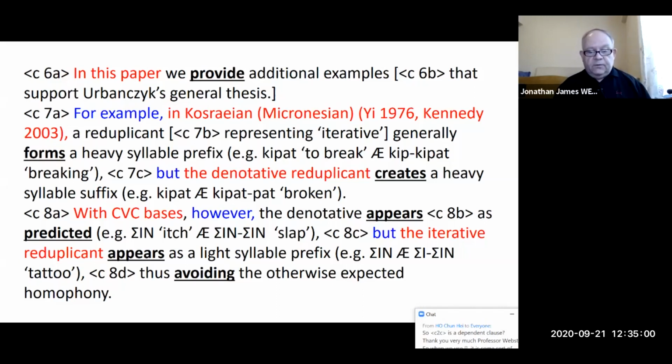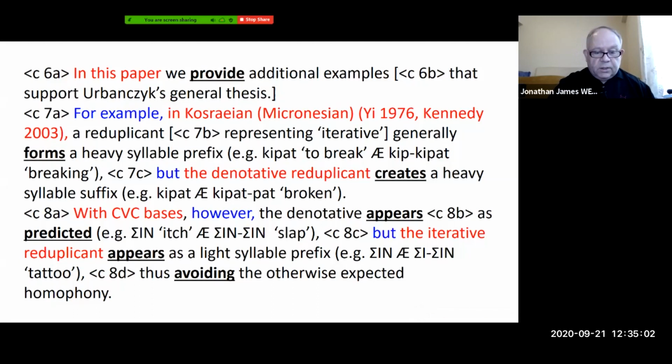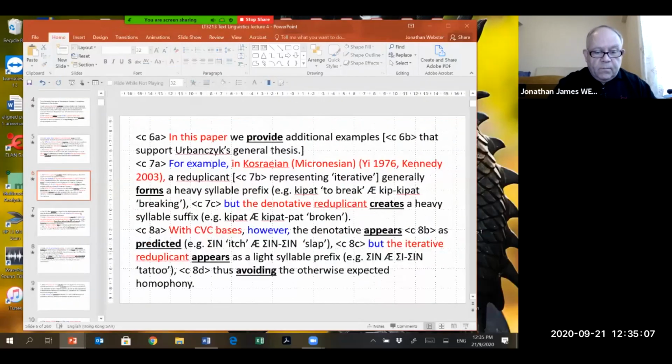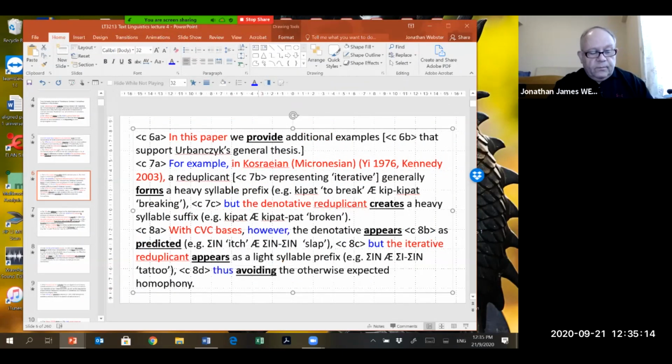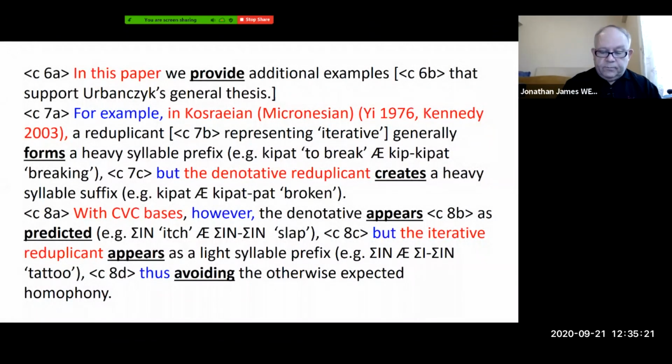8D, "thus avoiding." Sorry, there's another thing I need to correct there. 8D, "thus." That should be what? That should be a textual theme. All right. Okay, so how are we doing? Any questions so far? Are we following okay, I hope? Seems to be okay. Let's keep going then.